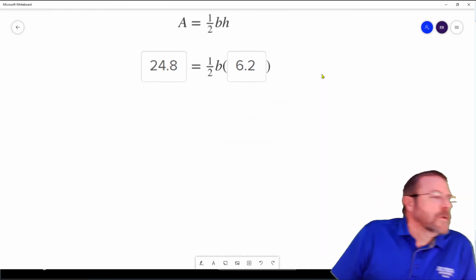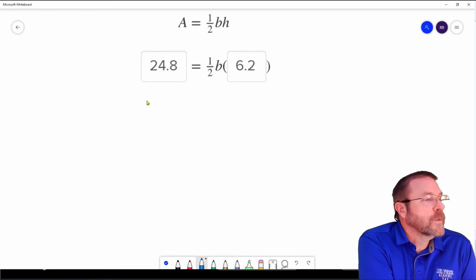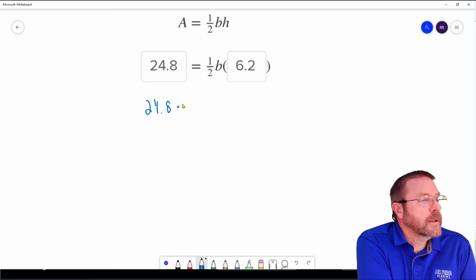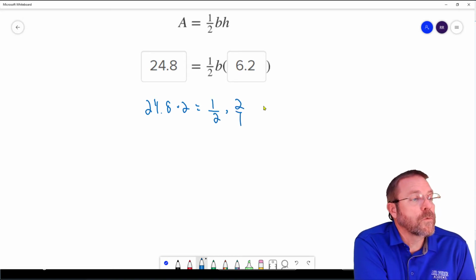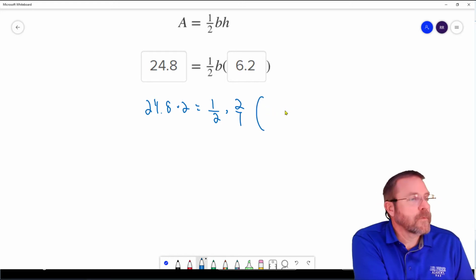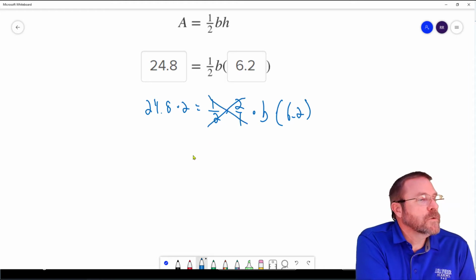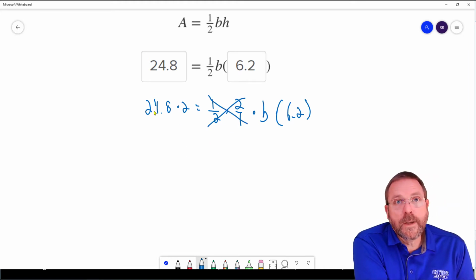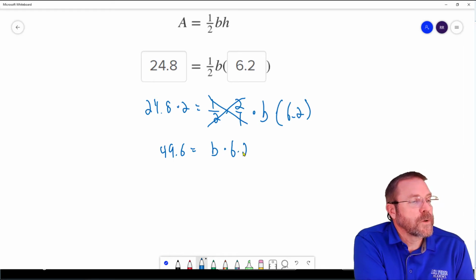And what they did here is they multiplied both sides by 2 to get rid of this fraction. So they ended up getting 24.8 times 2 is equal to 1/2 times 2 over 1 times the base times the height of 6.2. These divide each other out, and then you multiply 24.8 times 2, and that's going to give you 49.6 is equal to your base times your 6.2.